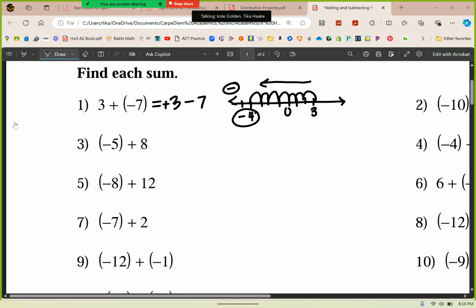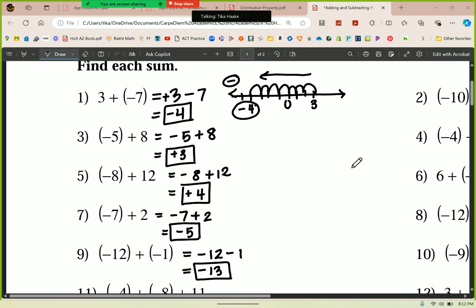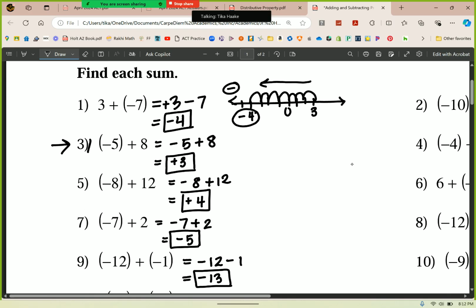Awesome. Okay, since my computer is slow, I just wrote everything out. All right, but we're on number 3 right now. Number 3 says negative 5 plus 8. Okay, so now notice that the negative 5 is in parentheses. But do you see that there's nothing in front of this? There's not a plus or a minus in front of that. So basically, we don't need the parentheses.